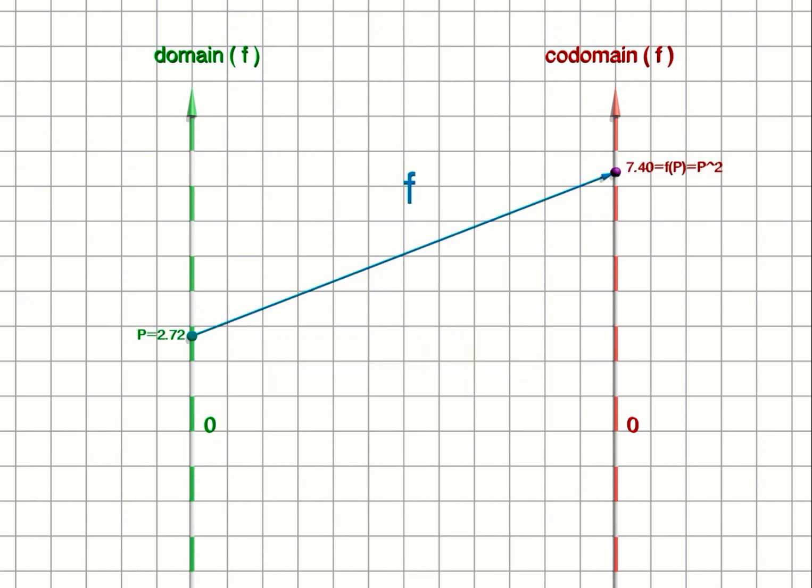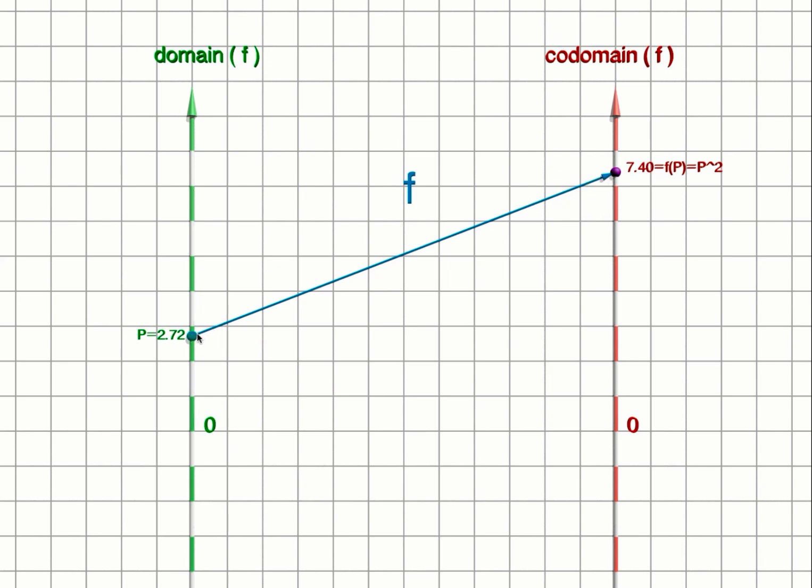Let's see the image of one element in the domain. We have the element given by the number 2.72. Its image will be the square of it, so 7.4, in the codomain, and we have drawn an arrow going from the element in the domain to the element in the codomain.